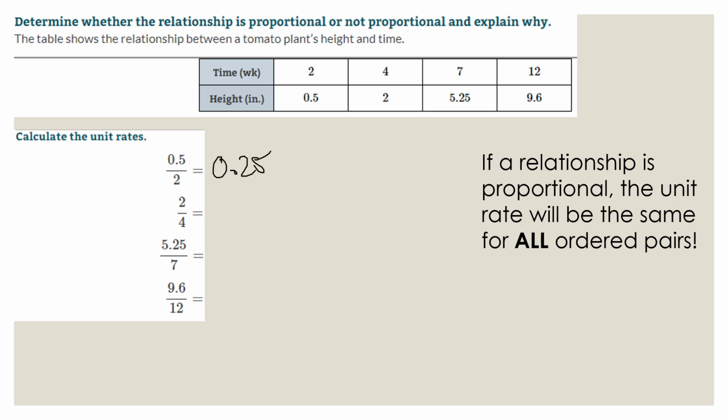0.25. So I'm going to say this right now. If this is proportional, these will all equal 0.25. If it is not, if we get one number that is something else, then we throw the whole thing out. It is not a proportional relationship. So let's do the next one. 2 divided by 4.